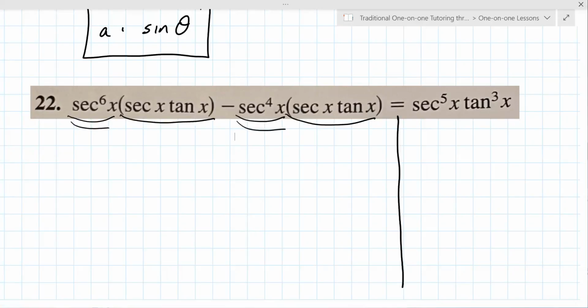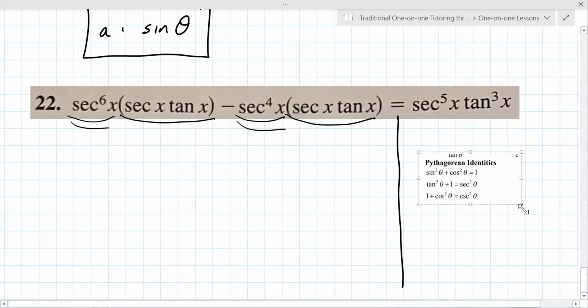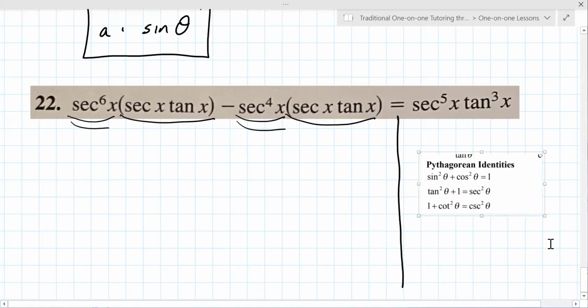The other thing though is that you've got to stick to what you're going to be able to substitute in for. And this is one of those Pythagorean identities. I'm just going to grab it right here. You've got to know all three of these really well. The one that it looks like we're going to use is probably this middle one, because you can kind of see there's a secant squared minus 1 here.